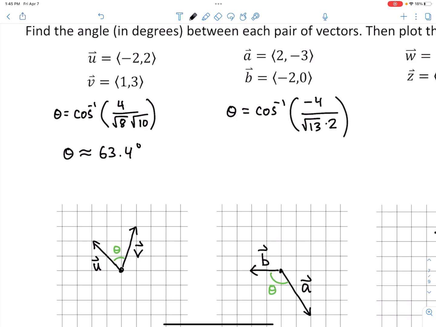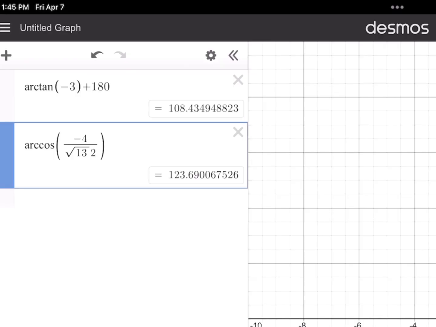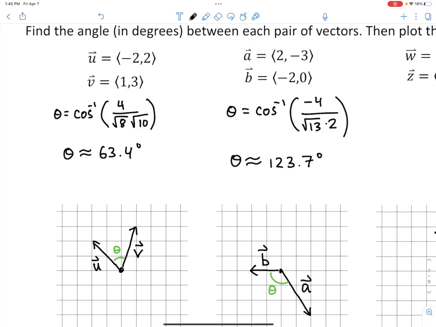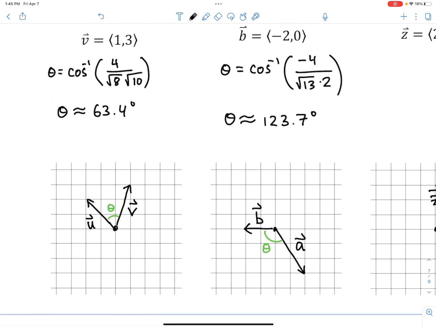All right, now let's go over to Desmos. So we get 123.7. This is more than 90 degrees, which makes sense in our picture. This is an obtuse angle, meaning it's between 90 and 180 degrees.